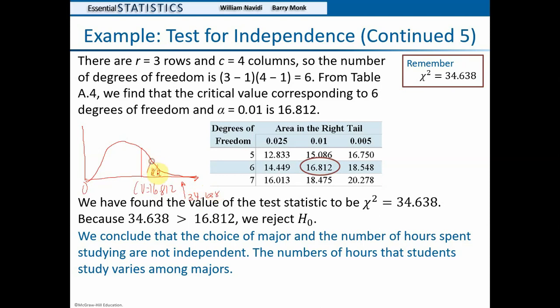Rejection region, always in the tail. Fail to reject is that main body. It was in the rejection region, so we reject. Who do we reject? Always H0. And in this case, the H0 says we reject independence.